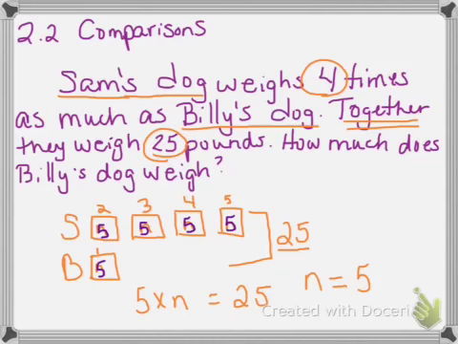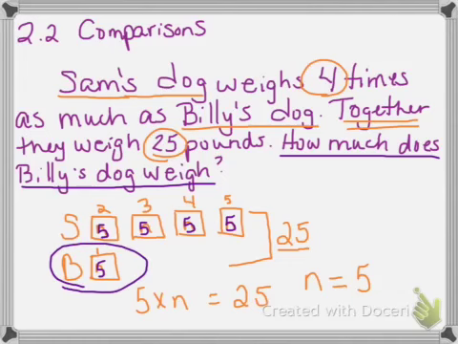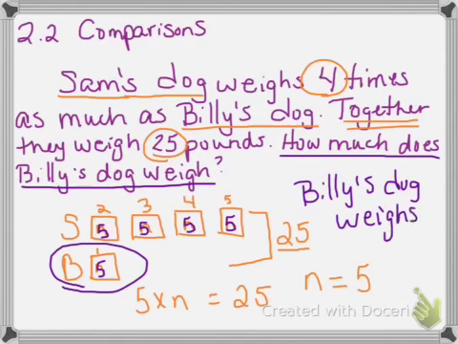After I figure out what N equals, I'm going to look back to my problem and see what the question asks me. The question says, how much does Billy's dog weigh? If I look at my bar graph, Billy only has 1 box, so Billy's dog weighs 5 pounds.